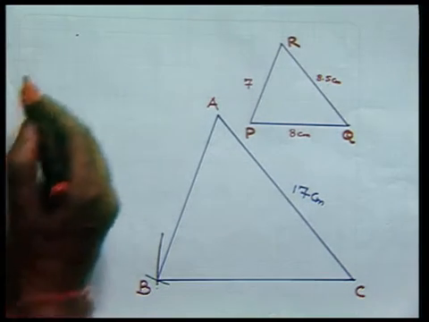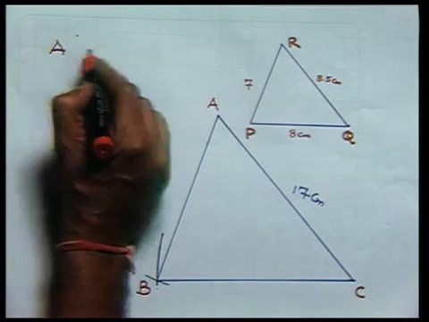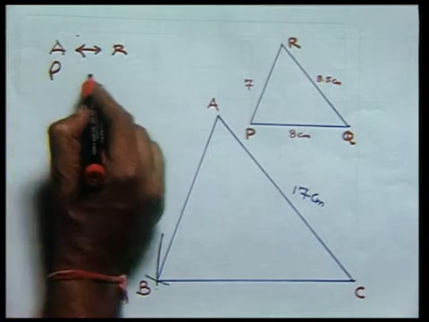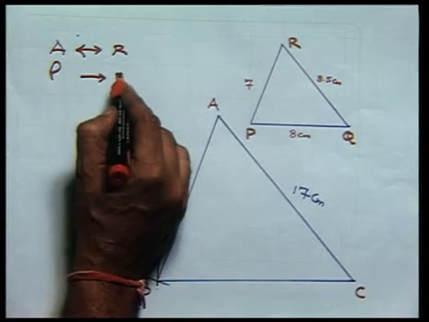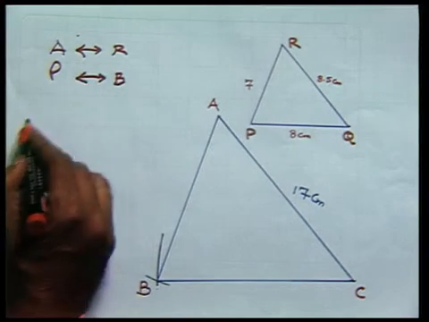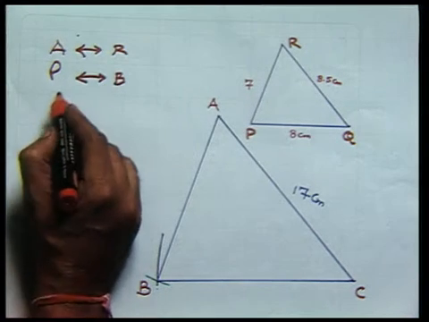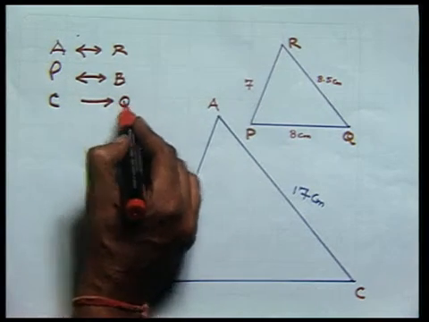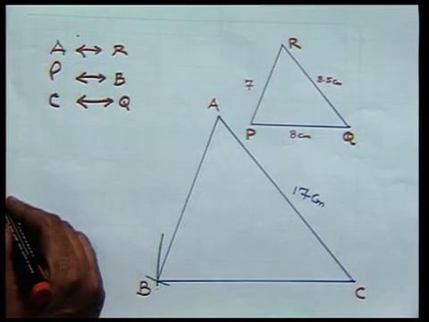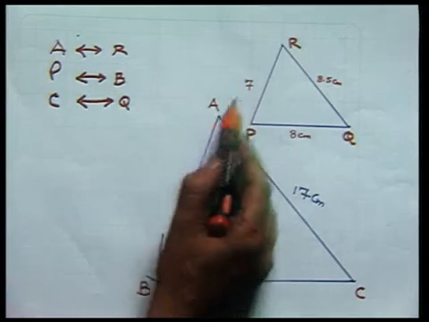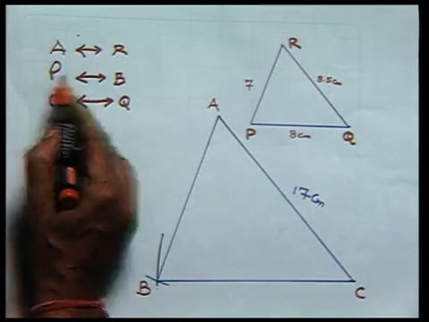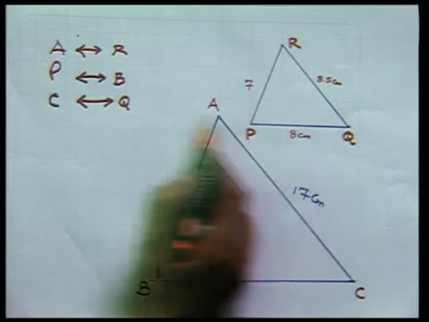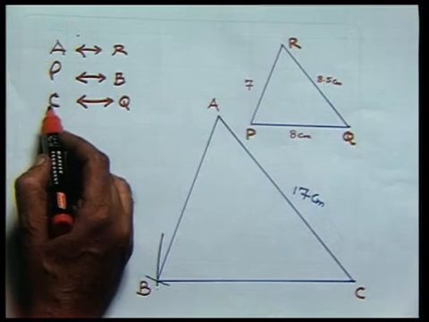Now, here the point A corresponds to R and R corresponds to A, P corresponds to B and B corresponds to P, and the point C corresponds to Q and Q corresponds to C. Once again, point A corresponds to R, point B corresponds to P, and point C corresponds to Q.